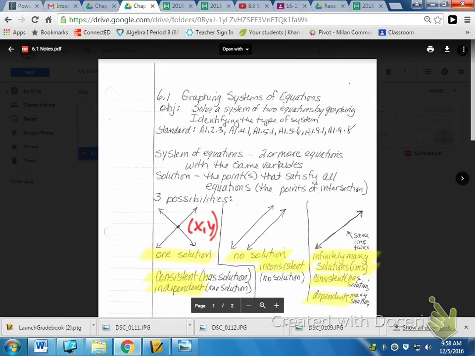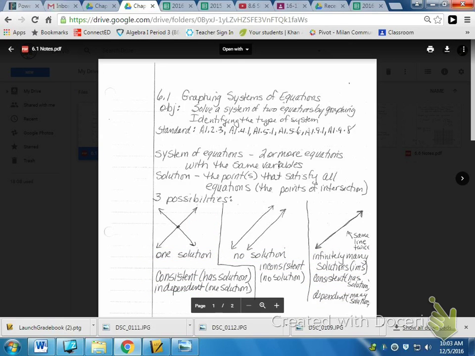So, consistent has a solution; inconsistent, no solution. Independent, dependent: dependent means one depends upon the other, it's completely the same line, so many solutions. Independent is normal, where it has one intersection. I say normal because it's the most often occurring, where they intersect in one point. So most of the time, it's going to be consistent and independent. You'll have to know that terminology for a quiz and for a test. All right, questions about any of that?